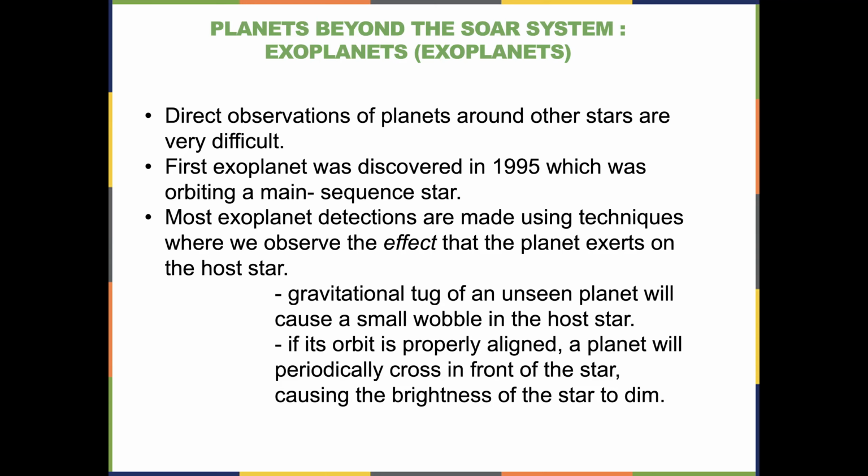And at the same time, there is another thing that could happen. This gravitational tug of an unseen planet will cause a small wobble in this host star. So if you have a star and a planet, due to this gravitational effect, the star also wobbles a little bit, which means it also moves here and there, right? Now, these are the two properties that astronomers normally use to detect exoplanets, and let's look at the first one and how it is used.